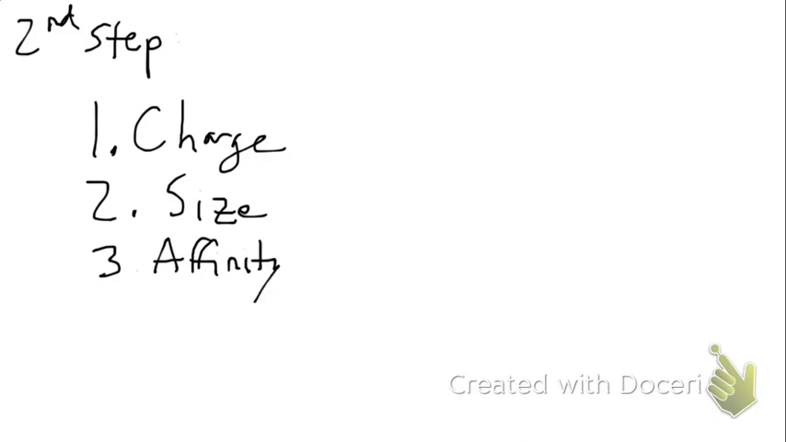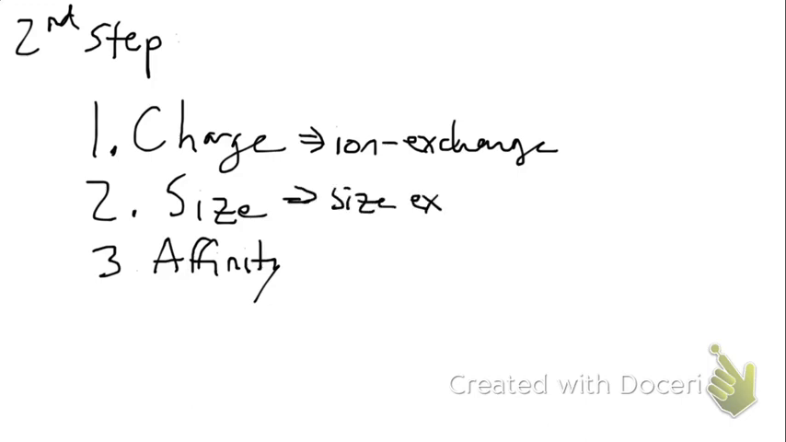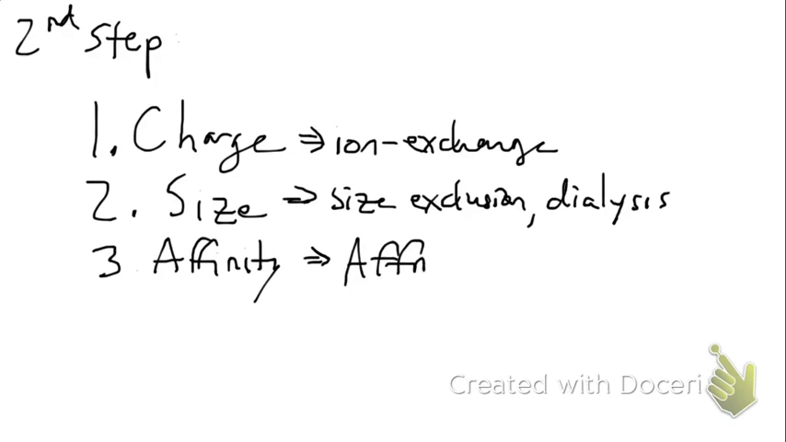Charge is usually done through ion exchange chromatography. Size is usually done through size exclusion chromatography or dialysis. And affinity is done through affinity chromatography.